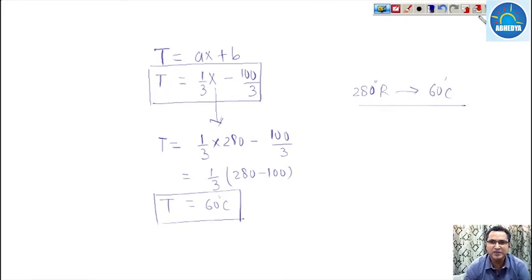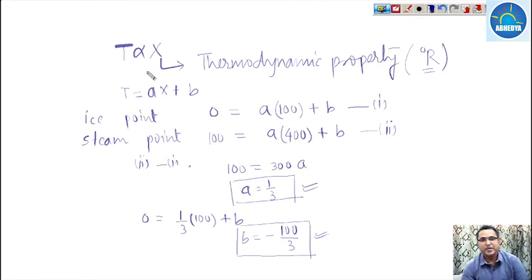So in this type of problem, basically what we do is we consider that temperature is directly proportional to the thermodynamic property, then we write T is equal to Ax plus B. Then on the basis of whatever reference points are given, we find out the values of the constants, that is A, B, etc., and then we find out the different values. Okay.